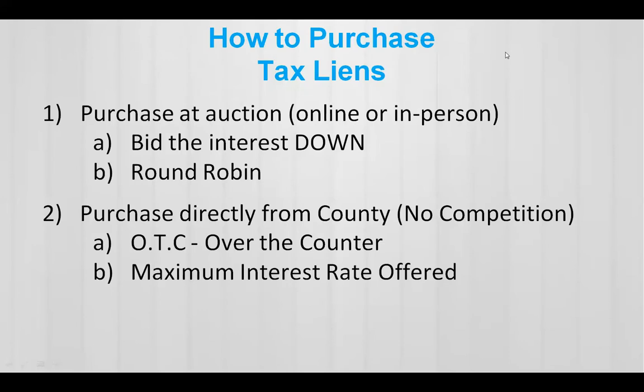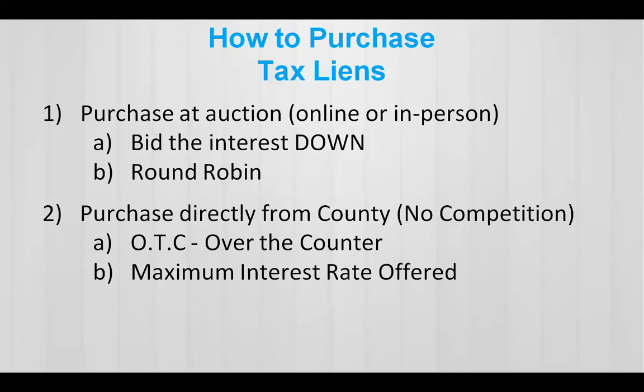How to purchase tax liens. There are two ways that you can purchase tax lien certificates. I mentioned them earlier: purchase at auction, online or in person. This is where you bid down the interest rate, or they can do what's called a round robin style. A standard auction would be like an online auction like eBay. You're just bidding against each other, bidding down that interest rate. Whoever's willing to take the lowest interest on that lien is the winning bidder.